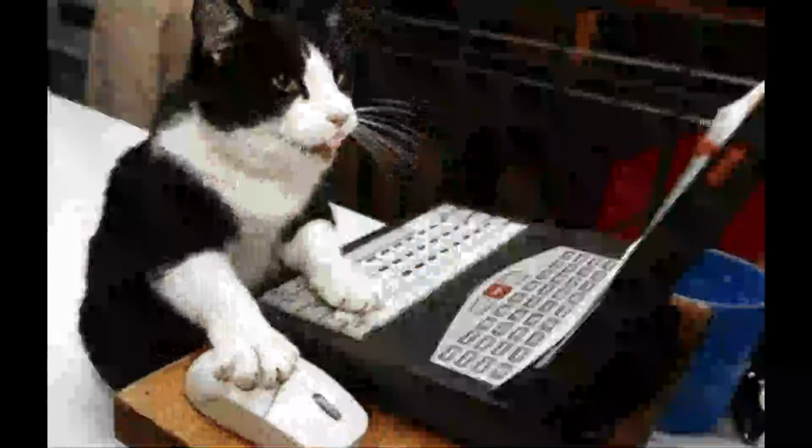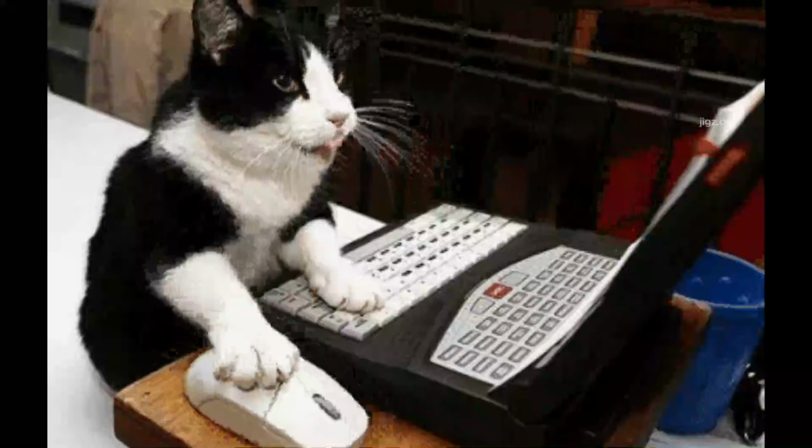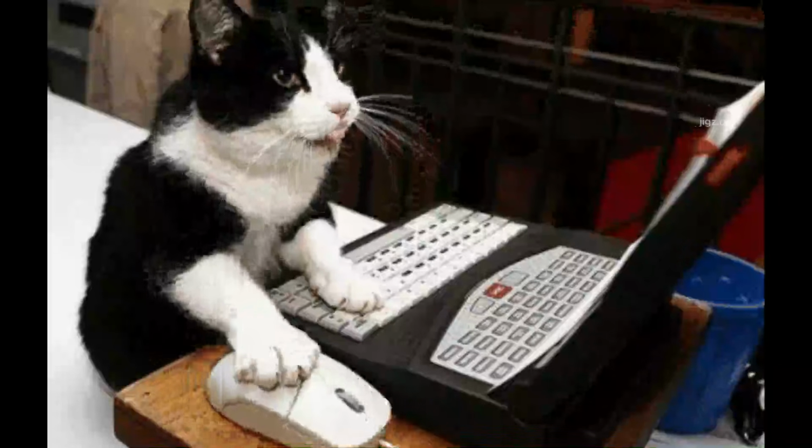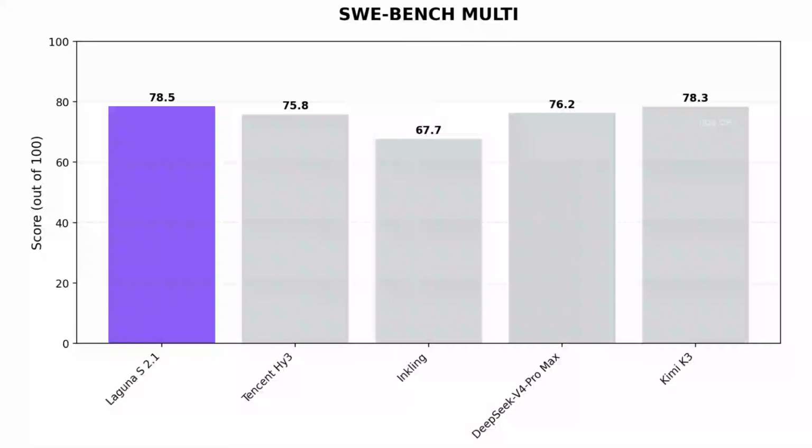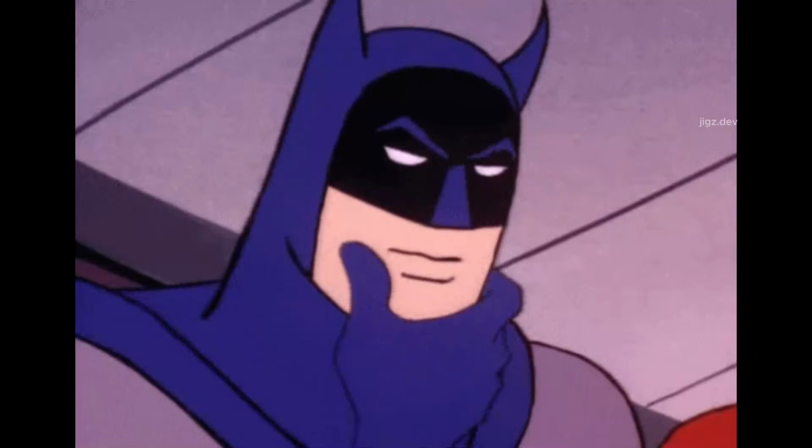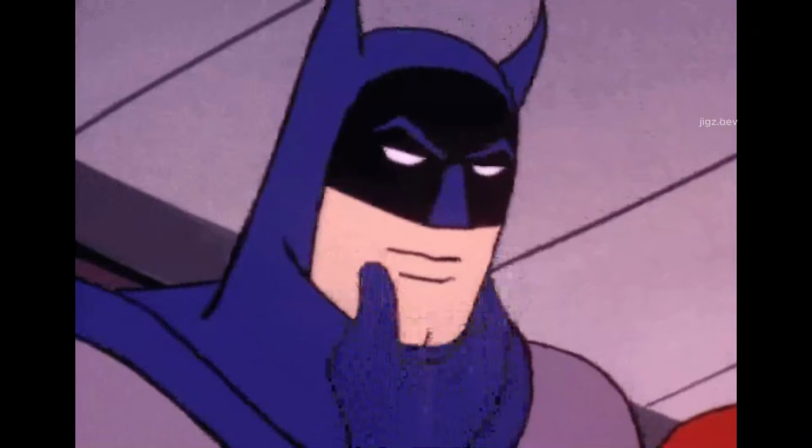On SWE Bench Multi, which tests fixing real-world coding issues across different code bases, it scores 78.5. And here it beats every other model on the chart, including Kimi K3. So the story here isn't that it beats everything. It doesn't. It's that a 118 billion parameter model with only 8 billion active is going toe-to-toe with models several times its size, and even leading some of them, which is genuinely impressive for something this small and this cheap to run.